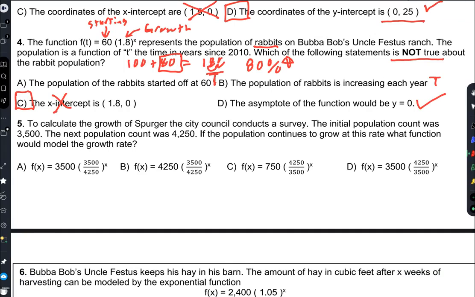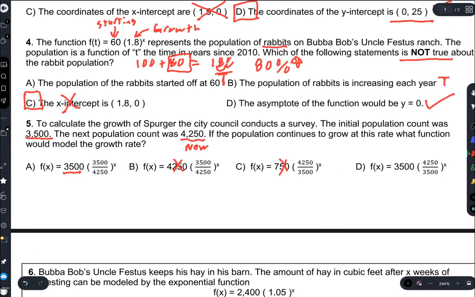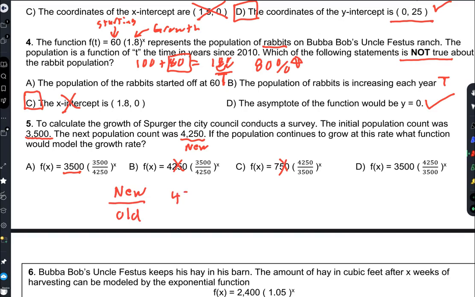Number 5. Okay. Calculate the growth of the population. The city council conducts a survey. The initial population was 3,500. This number has got to be 3,500. That eliminates this choice and this choice, right? Okay, the next population was 4,250. This would be your new population, right? If the population continues to grow, what would model the growth rate? Remember, your growth rate will always be new over old. So we're going to do 4,250 over 3,500. That's going to give us our growth rate.